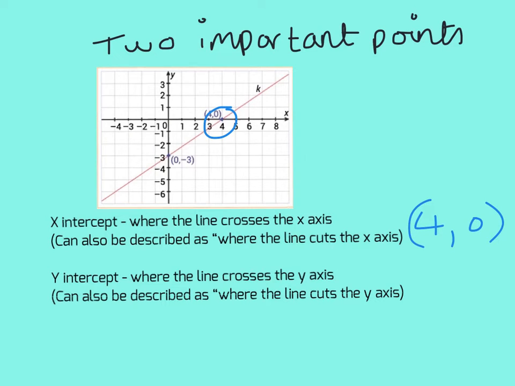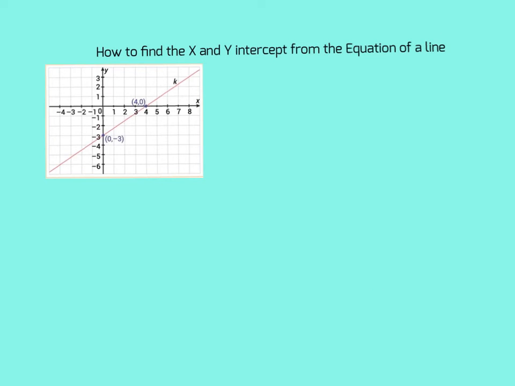Now this is really important here as well, that sometimes they call that where the line cuts the x-axis. If you're looking at exam questions, they can say the x-intercept, where the line crosses the x-axis, or where the line cuts the x-axis. And then we also have the y-intercept. So the y-intercept is where the line crosses the y-axis. We can see it here at (0, minus 3). And that can also be described as where the line cuts the y-axis. So just be mindful of that. So I've just shown you how to find the x and y intercept by reading it from the graph.